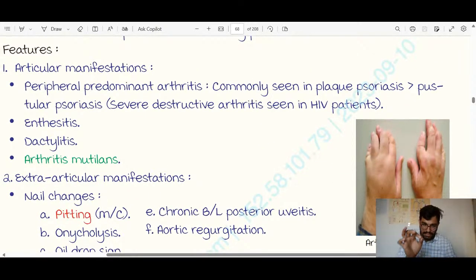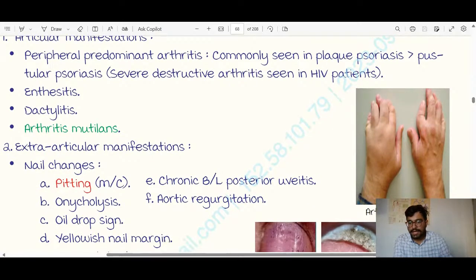Peripheral predominant arthritis is commonly seen in plaque psoriasis. Pustular psoriasis, severe destructive arthritis seen in HIV patients. You can see arthritis mutilans here. The shape of the fingers, you can see enthesitis, dactylitis, arthritis mutilans. These all are features of the articular manifestation.